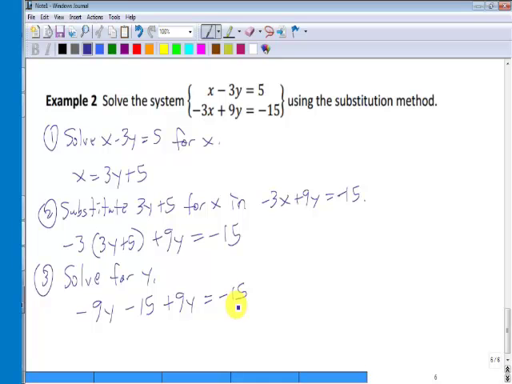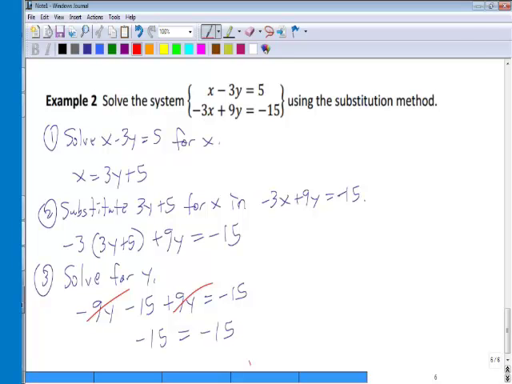We simplify, the y terms cancel, and we get negative 15 equals negative 15. True or false? True. But what's y? Well, it doesn't give us a specific value of y. That may seem to indicate that y doesn't matter.